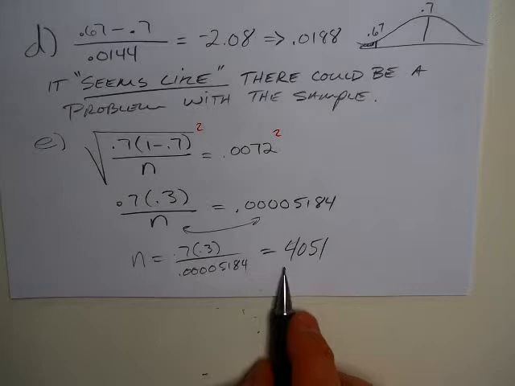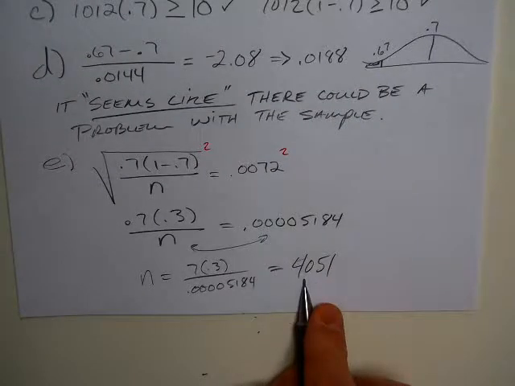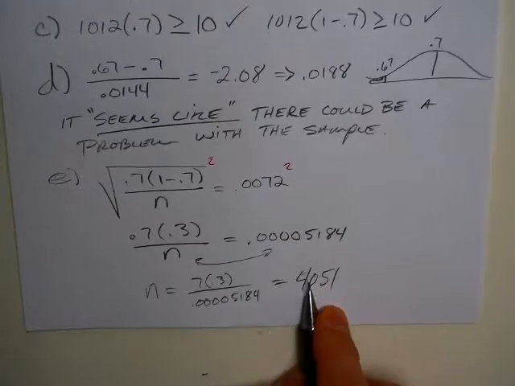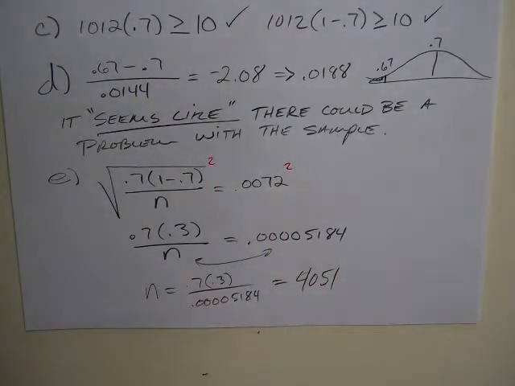And what I end up getting is a number. What relationship does this number have to the original n, which is 1,012? Like 4 times. Exactly. It actually is 4 times, but the reason this isn't 4,048 is because of rounding. So if you want to half the standard deviation, sample size has to be 4 times as large.